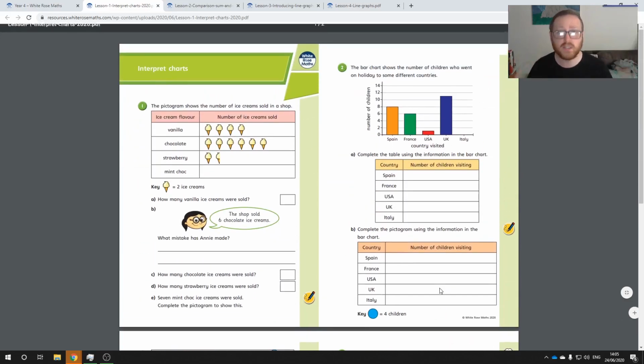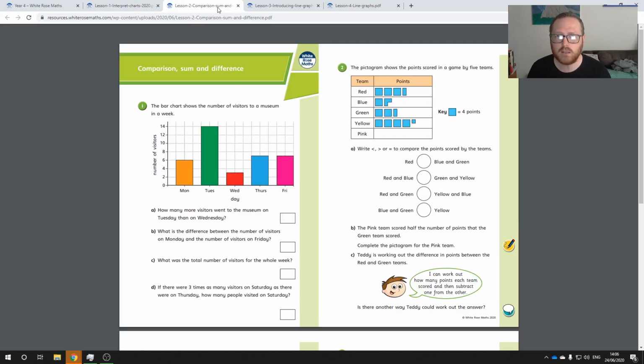First day, just interpreting. You're kind of understanding, you're reading the graphs. The second day is very similar, but you're going to have to answer some next level questions about the graphs. So it's not just read the information and see what these numbers are. You're going to be asked questions like how many more?